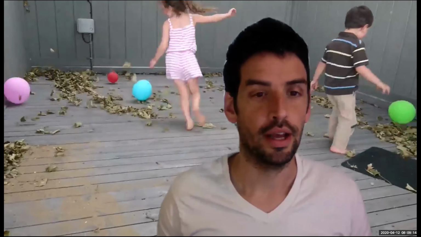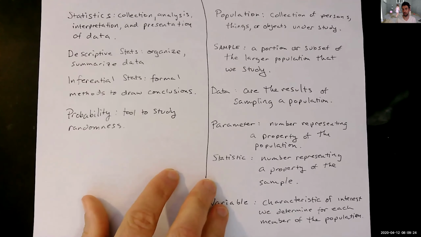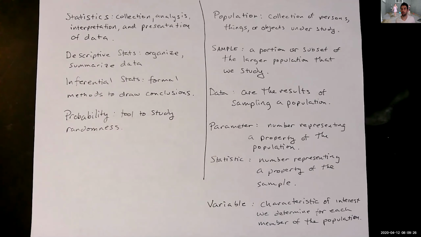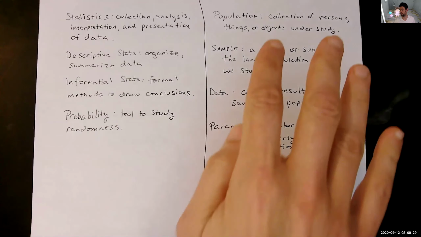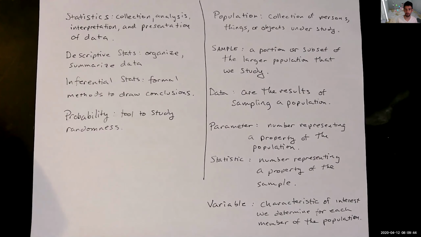Hey everybody. So I just wanted to follow up our lecture from 1.1 with a quick example. So this will be a pretty short one. So last time we talked about some of our basic vocabulary. In particular, I want to go over this right-hand side: the population, the sample, data, parameter, statistic, and a variable. These are terms we're going to be using over and over again. So I want to make sure they are clear to us.